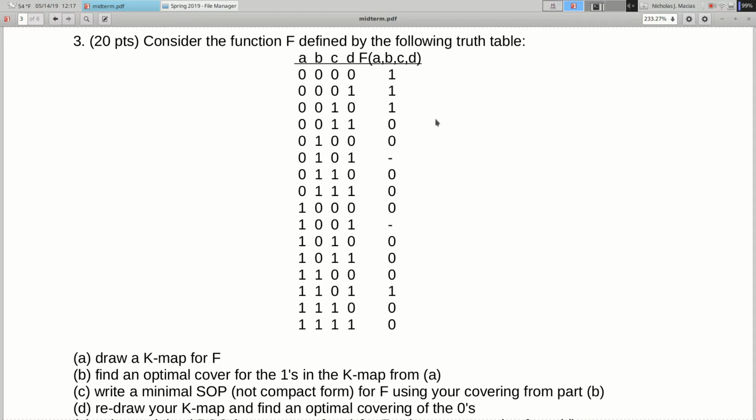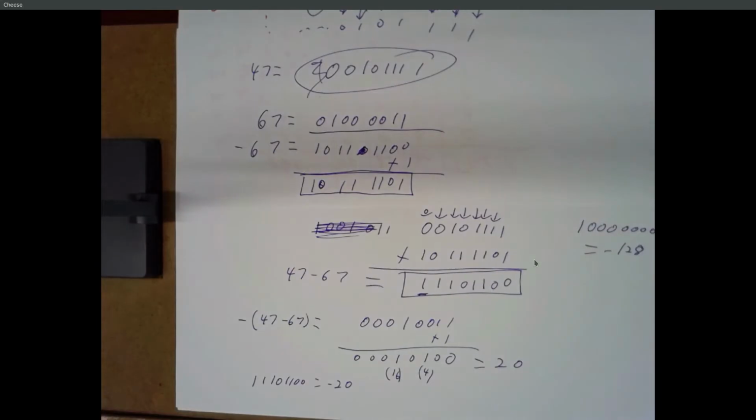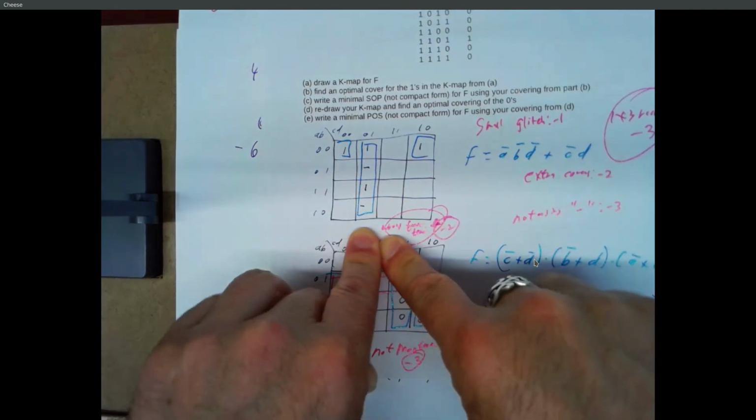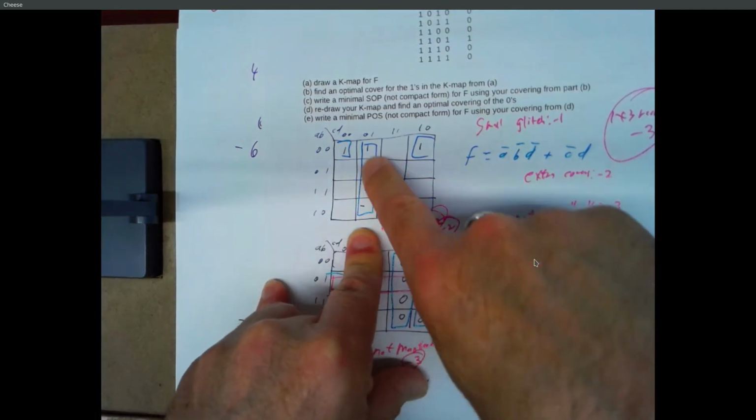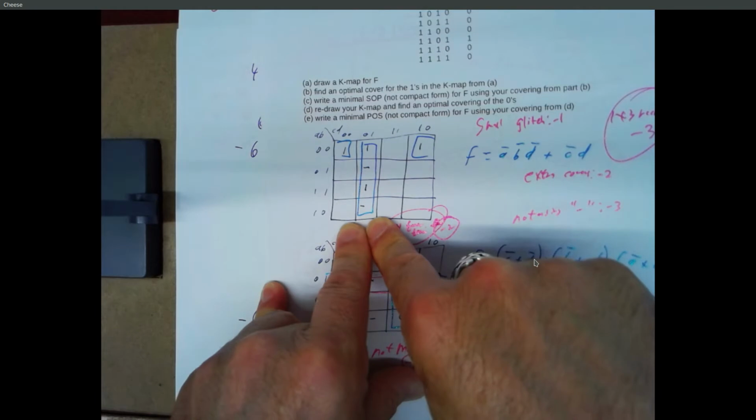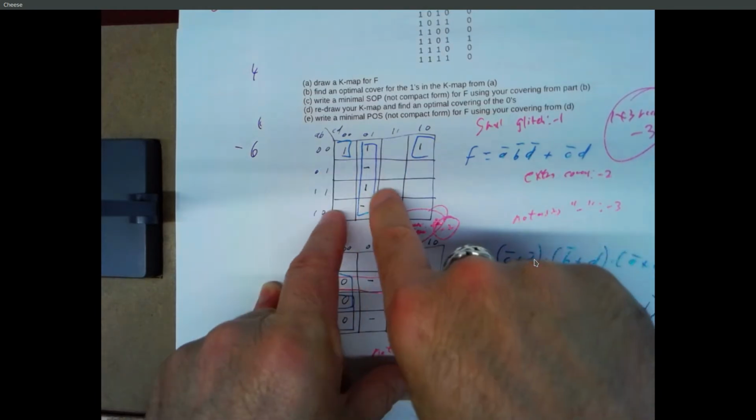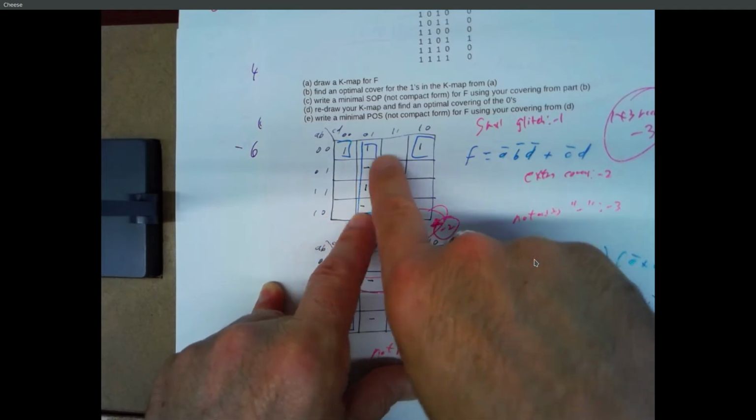So question 3, make a Kmap, simplify, find a minimal SOP, find a minimal POS. So here's what the Kmap looks like if you write in the ones and the don't cares. Remember, for don't cares, you put them into your Kmap, but you're not required to cover them. Okay, so you're required to cover the ones, and there's 4 ones, and then you got 2 don't cares.